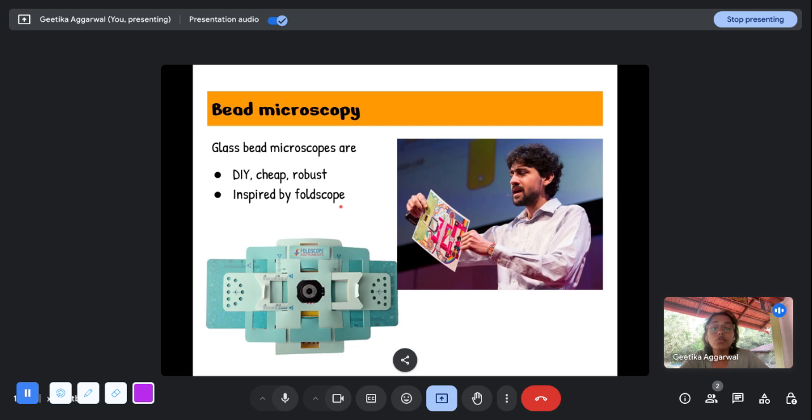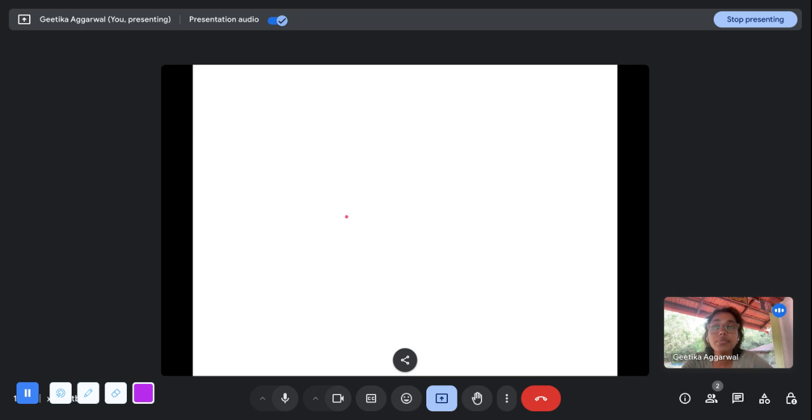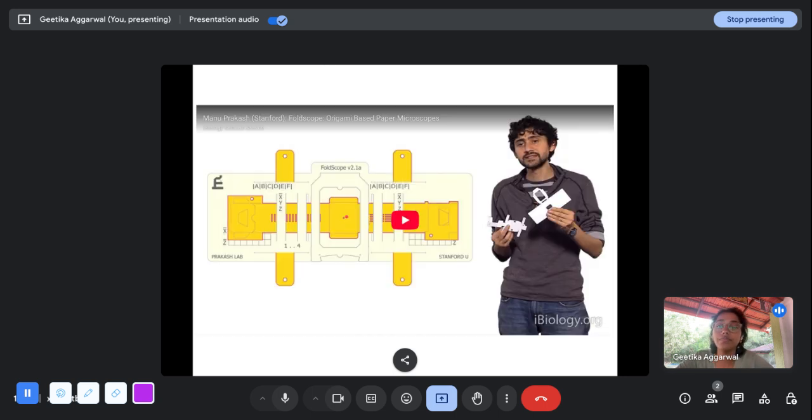And the DIY microscopes that were made by this team who was giving the lecture is actually inspired by the Foldscope. And Foldscope was made by this professor, Manu Prakash, and he's from Stanford. I'll play a video of his to get a better explanation.